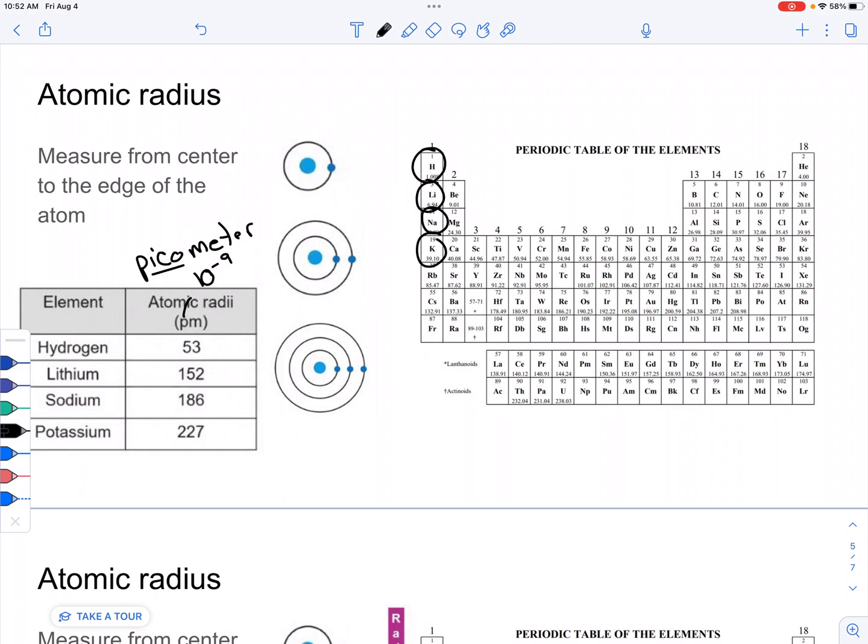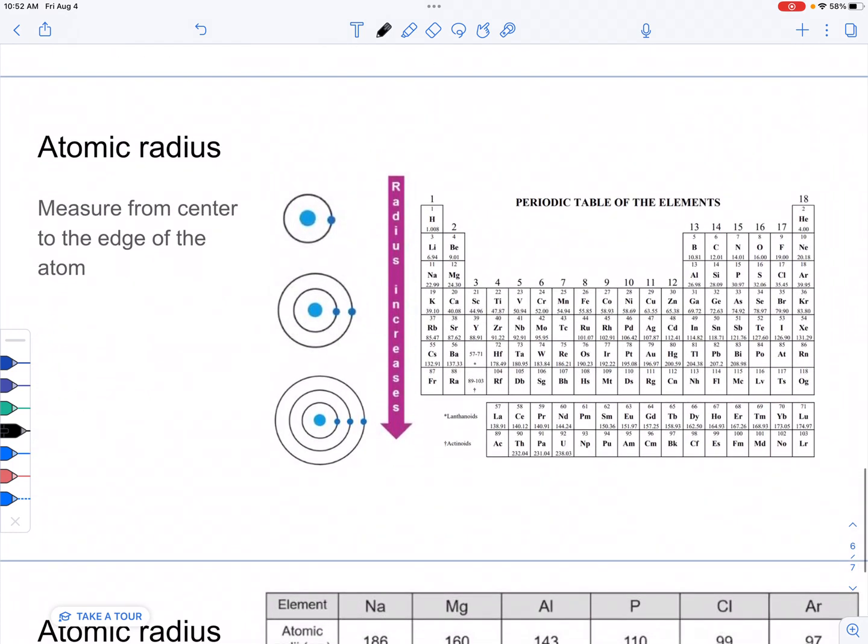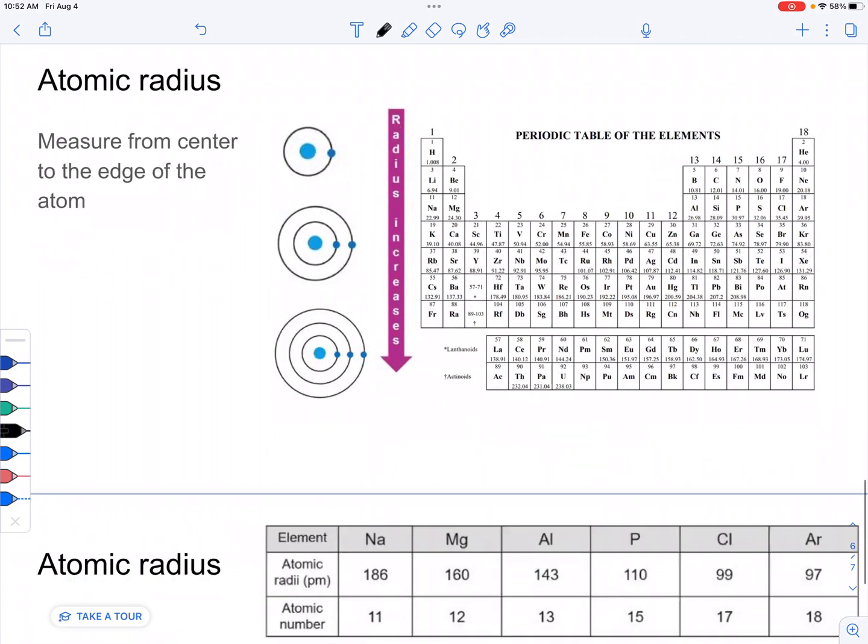So you can see as you add more energy levels, the radius gets bigger. It's like tree rings, pretty straightforward. So that is one trend we want you to memorize. As you go down the periodic table, the radius increases. But then also need to give us a reason.